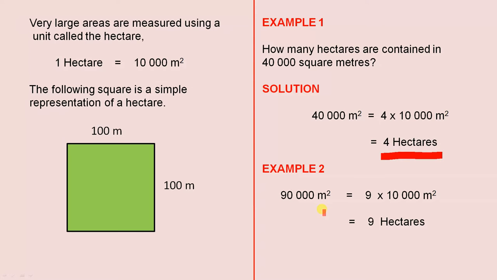90,000 square metres equals 9 by 10,000 square metres. And that gives us 9 hectares. So 90,000 square metres is 9 hectares.